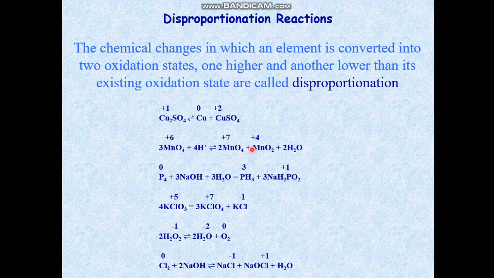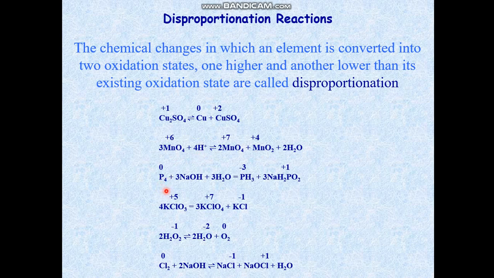And the other species, which is getting reduced to form manganese dioxide, the oxidation number of manganese is decreasing by 2. It is decreased from +6 to +4. So this is a very good example of a disproportionation reaction where manganese changes its oxidation number in both ways. It is getting oxidized, and it is getting reduced.